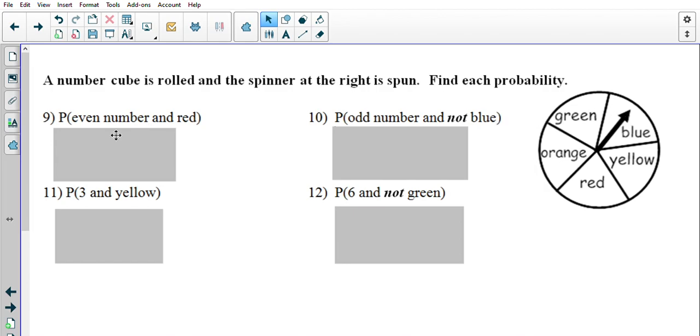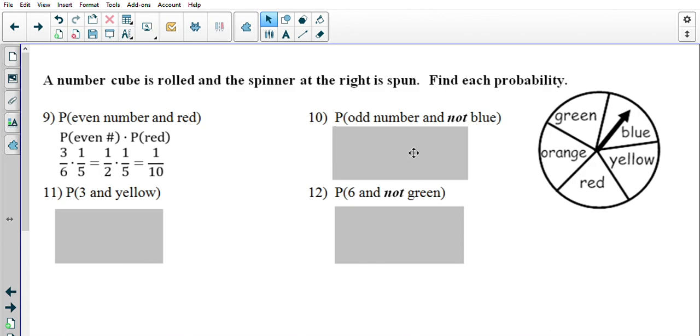Probability of an even number on the cube and red on the spinner at the right. Well, even number is 3 out of 6. Red is 1 out of your 5 sections. So that's 1/2 times 1/5. These are pretty easy to do without using a calculator. You're going to get 1/10.